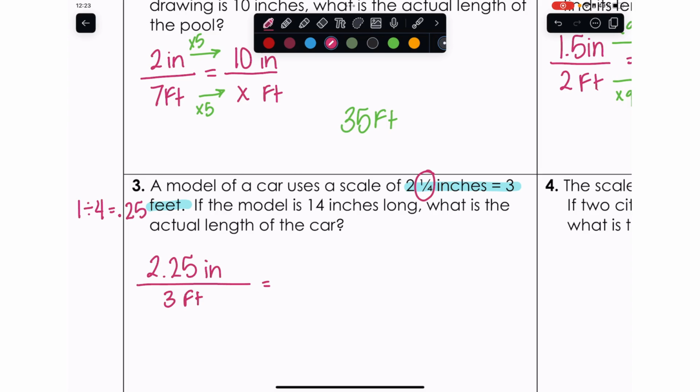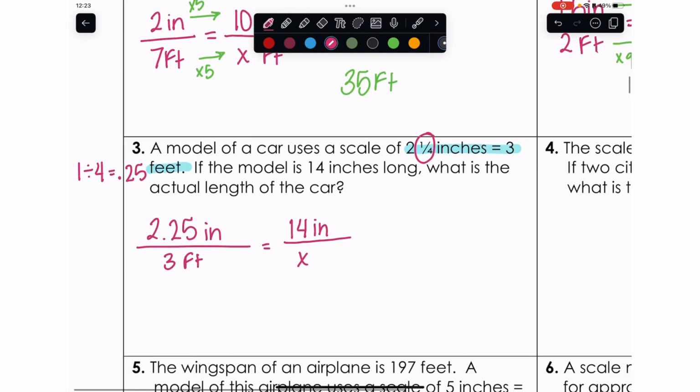And so now it tells me the model is 14 inches long. I want to know the actual length of the car. So again, I want to keep my units consistent. It tells me the model is 14 inches. So I'm going to keep the inches on top. That is the model size. I want to know the actual length of the car. So I'm going to put my X on the bottom. It's always model over actual.